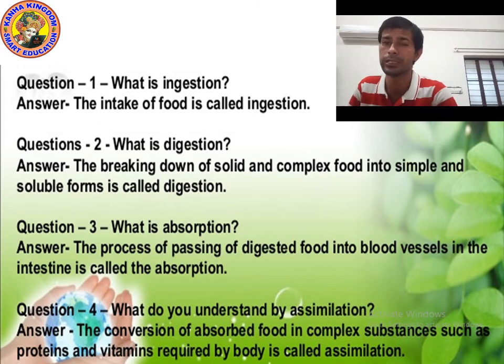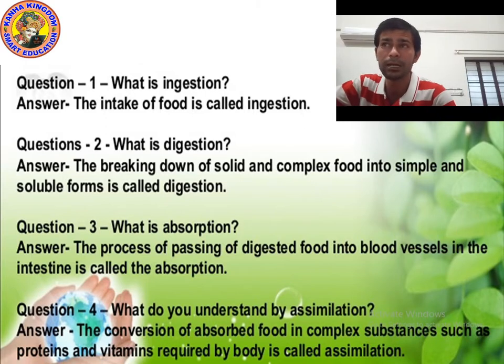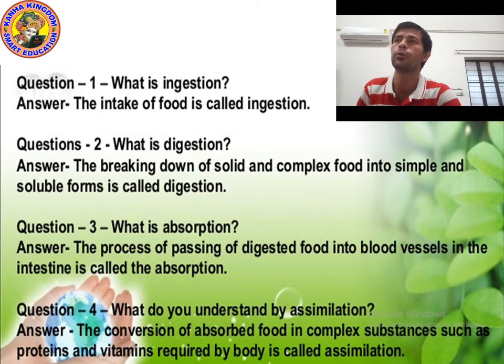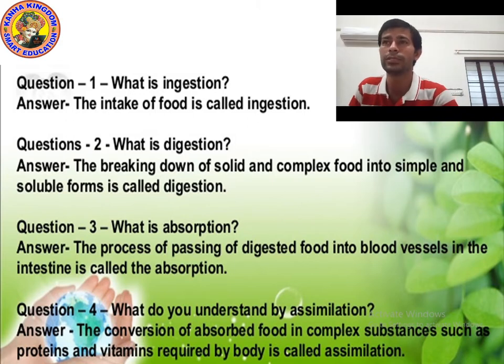Question number 2. What is digestion? The breaking down of solid and complex food into simpler and soluble form is called digestion. Yes, remember kids, breaking down of solid and complex food into simple and soluble form is known as digestion, or you can say the process of breaking down complex food into simpler substances is called digestion. It happens due to enzymes.